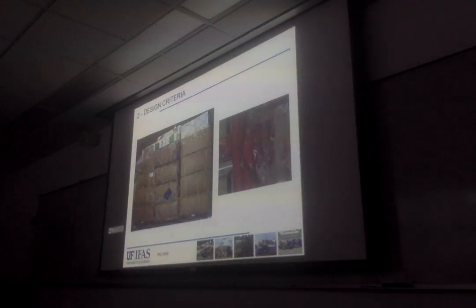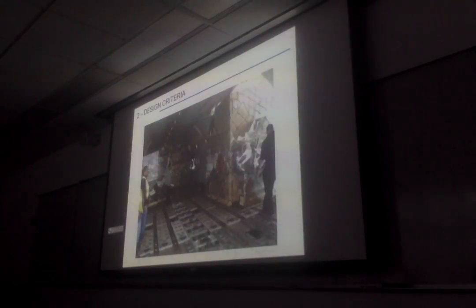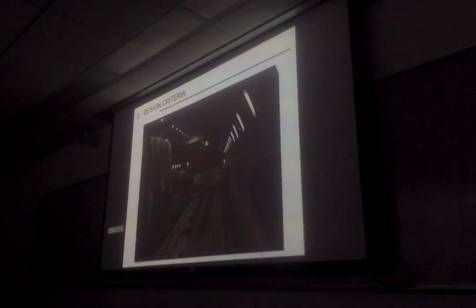Are unit load devices the same as aircraft pallets? ULDs, which stands for unit load devices, include both pallets and containers. Let's see, a few more minutes. This was an example of pallets being loaded.